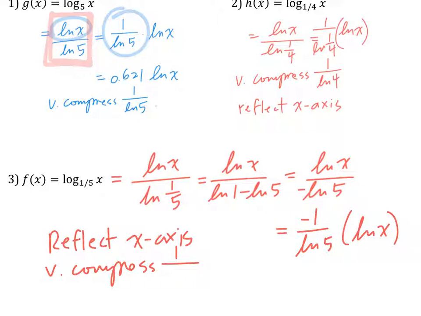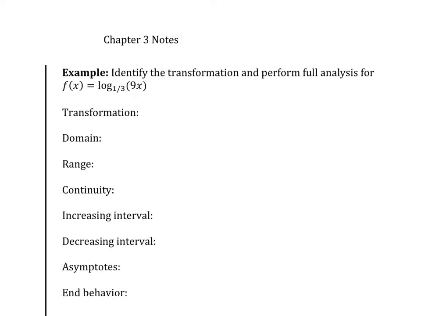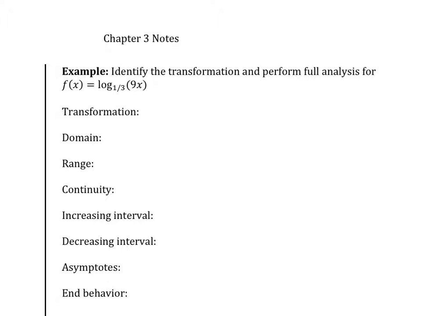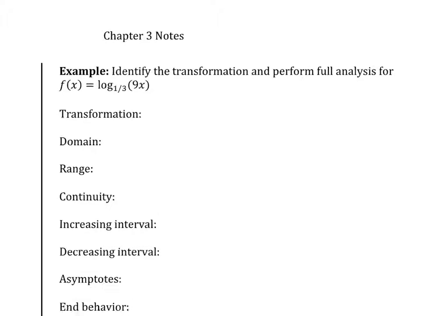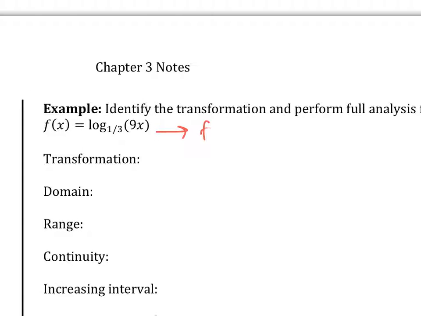One over what? ln 5. Yes, good. All right, the last thing we're gonna do is, again, another analysis. This says identify the transformation and perform full analysis for this function. Let's say from y equals natural log x, because if they don't tell you, then the question is what is the parent function? It's not clear. So let's say the parent function is natural log x.